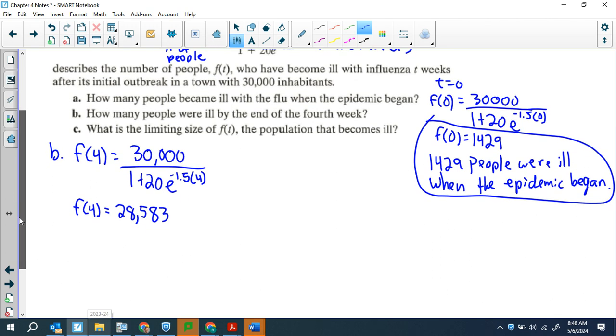And again, make that closing statement. You can say about 28,583 people were ill by the end of the 4th week.